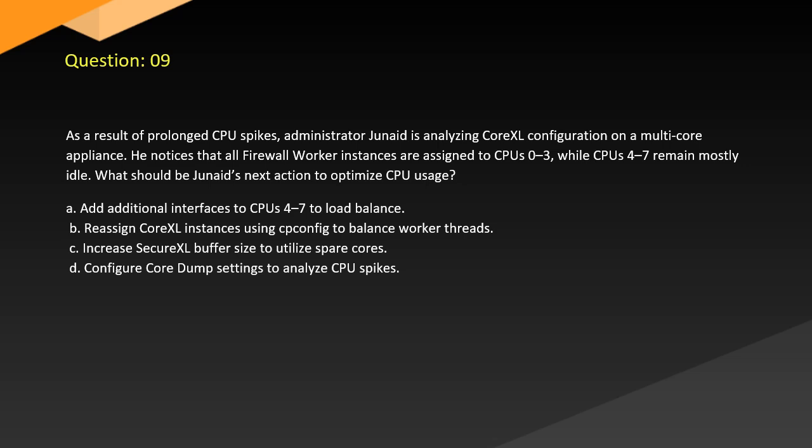Question 9. As a result of prolonged CPU spikes, administrator Junaid is analyzing CoreXL configuration on a multi-core appliance. He notices that all firewall worker instances are assigned to CPUs 0-3, while CPUs 4-7 remain mostly idle. What should be Junaid's next action to optimize CPU usage? A. Add additional interfaces to CPUs 4-7 to load balance. B. Reassign CoreXL instances using cpconfig to balance worker threads. C. Increase SecureXL buffer size to utilize spare cores. D. Configure core dump settings to analyze CPU spikes.